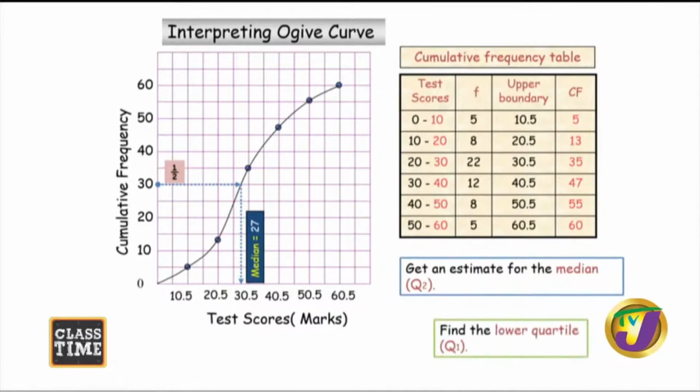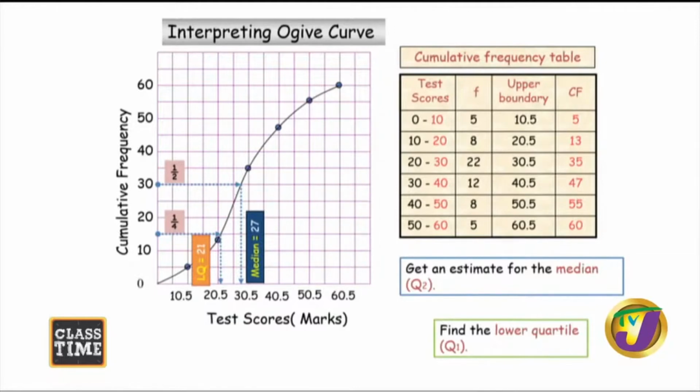All right? Then she went on to calculate her lower quartile, which is her Q1, which would be a quarter of the data set. So a quarter of 60 would give us 15. Again, 15 is just the position. So dotted line to the curve, down to the horizontal axis, that is approximately 21 marks.